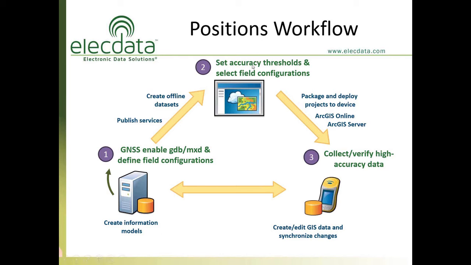When you author those projects, you set accuracy thresholds for features to make sure that they meet a specific accuracy, and you select field configurations. So if you want to have real-time correction in the field, you set those configurations so that it automatically sets up and configures and uses, say, a statewide VRS or a Trimble RTX service or integrated SBAS. And that gives you the ability to collect the best possible GNSS data in the field, and it helps you verify your accuracy as it gets put into the geodatabase.